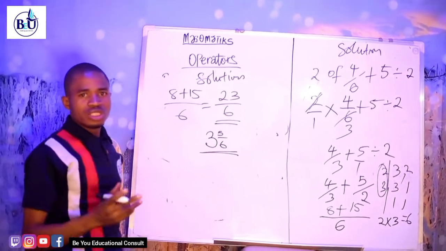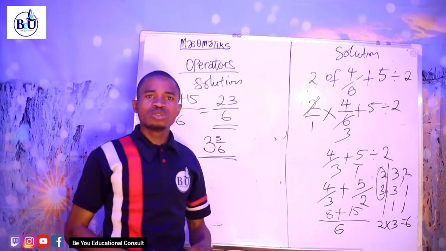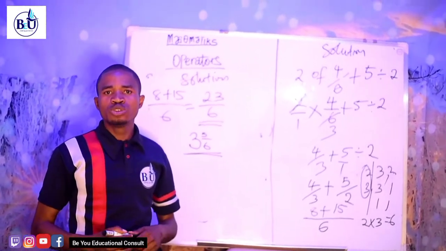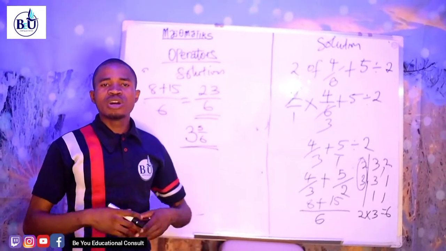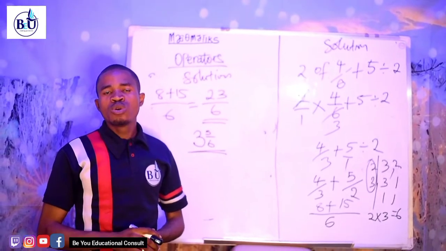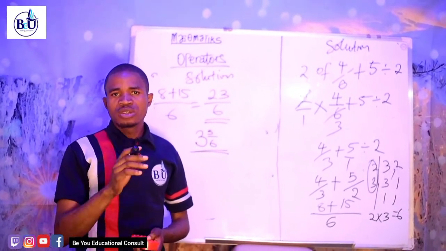So this is the end of this lesson. In the next lesson, I'm going to advance more, teaching you how to deal with operators. I'm going to teach you when you have two division signs, when you have all these signs combined together, and I'm going to go into detail on how you can work better with operators. Thank you so much.